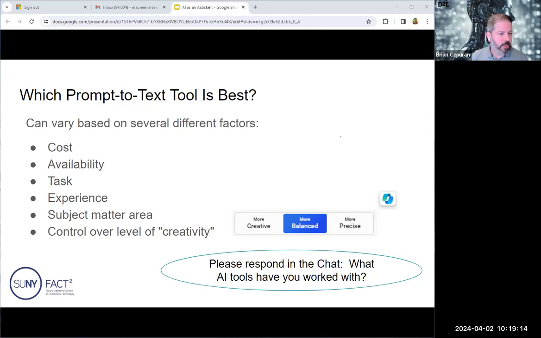So one of the questions that we wanted to hear from those in the workshop today is, what AI tools have you worked with? If you could share that in the chat, that'd be great. Generating presentations based on an outline. Very good. Lots of ChatGPT, and we got some Photoshop.